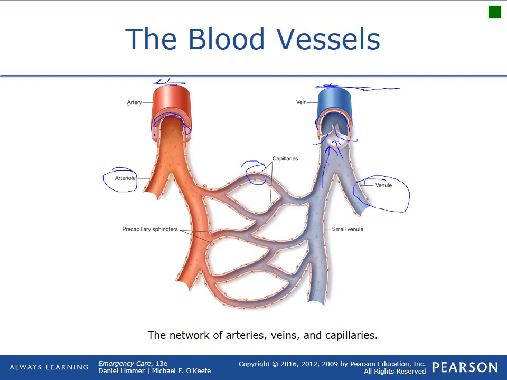So that acts just like a valve and a gate, so that blood doesn't somehow come back out the wrong way.